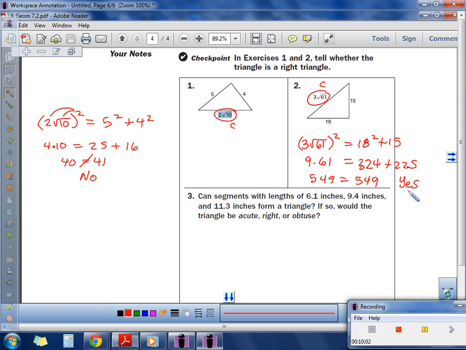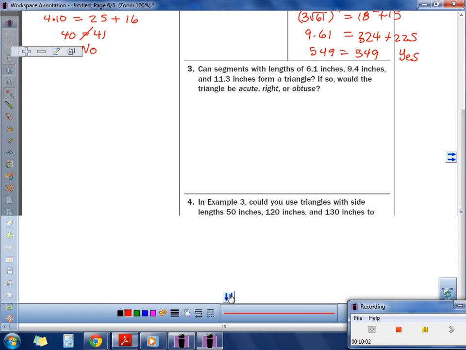This one has 2 steps. Number 3 has 2 steps. The first question is right here: can they make a triangle at all? The second part is, what type of triangle? So we're going to create 2 different situations.